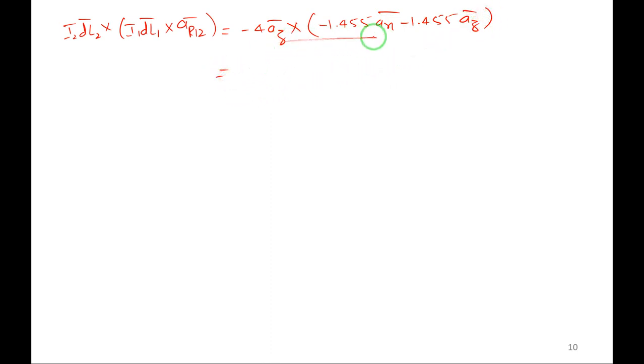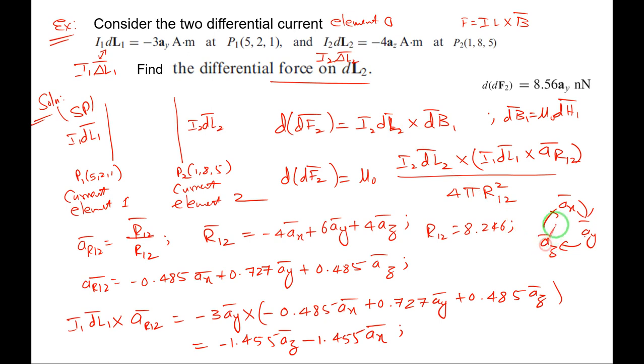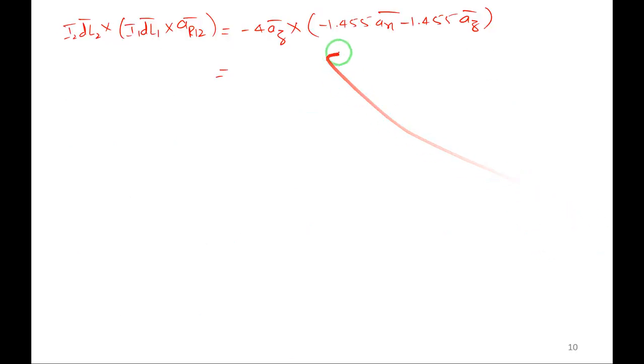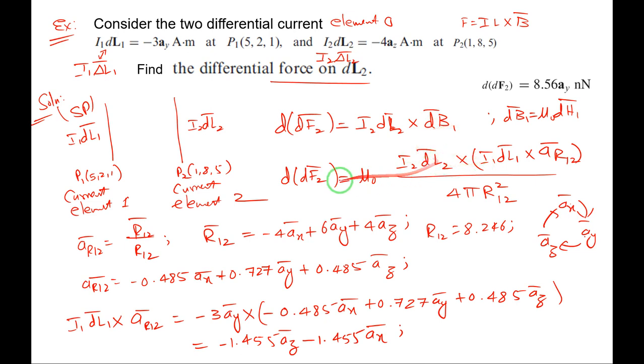Okay, AZ cross AX. AZ cross AX is AY. Then 4 into minus, it will be plus 4 into 1.455. So I am getting 5.82 AY. Then AZ cross AZ is 0. Second term will vanish. So I am getting only this much, this numerator part. This is over. So mu naught we know, it is 4 pi into 10 power minus 7.